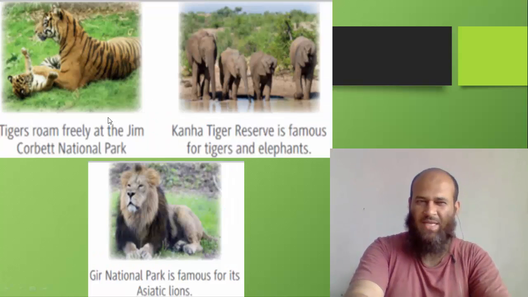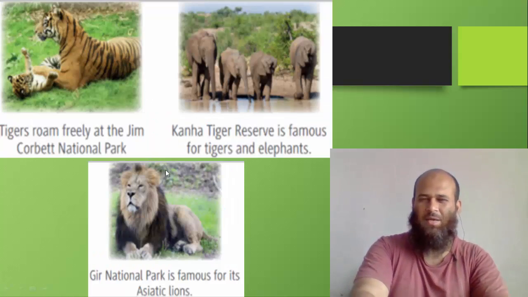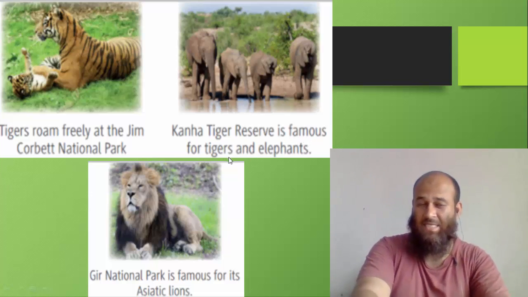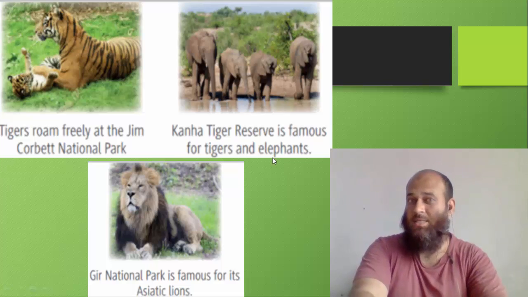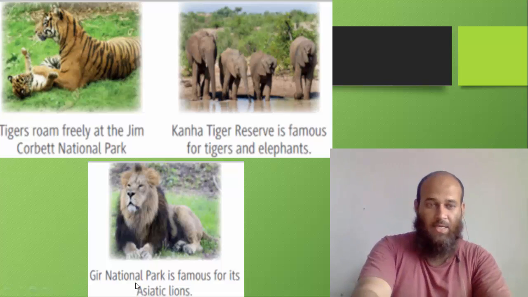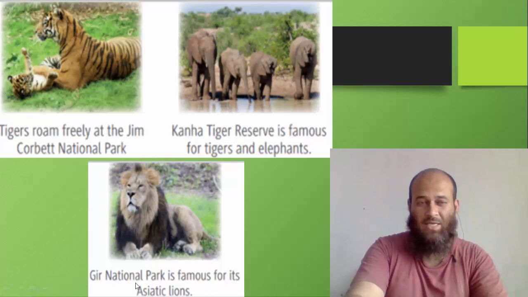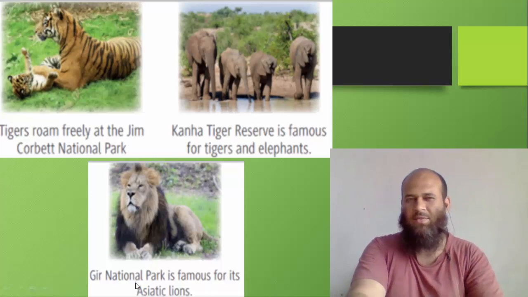Tigers roam freely at the Jim Corbett National Park, and here you can see Kanha Tiger Reserve is famous for tigers and elephants as well. Gir National Park is famous for its Asiatic lions. You see beautiful lions are there.